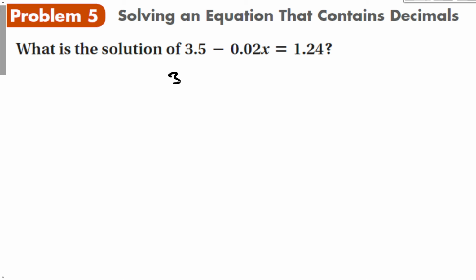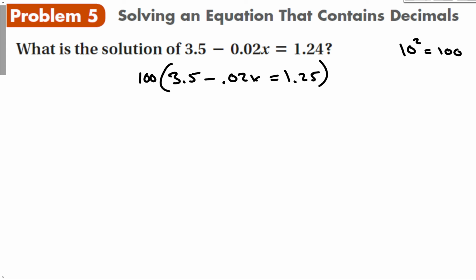Okay, but I also could say, well, there's stuff here that has two decimal places. So I should multiply everything by 10 to the second power, which is 100. So if I take this whole equation and multiply it by 100, I will clear all the decimals, which gives me 350 minus 2x equals 125.